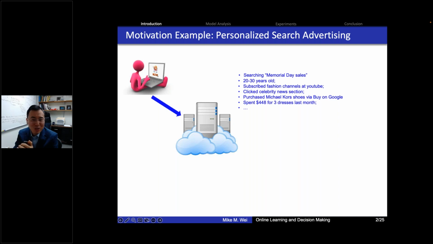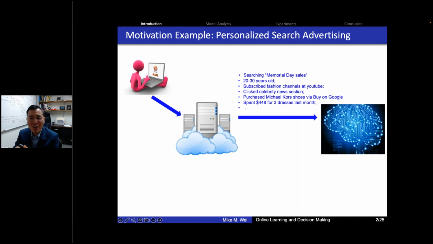If Kate uses Google News, more information is going to be available to Google. And what's more, if Kate actually used Buy on Google to purchase a pair of Michael Kors shoes and spent, let's say, $448 on fashion-related products last month, then all these pieces of information will be collected and fed into Google's machine learning algorithms to provide a personalized advertisement that generates the highest expected revenue for Google.